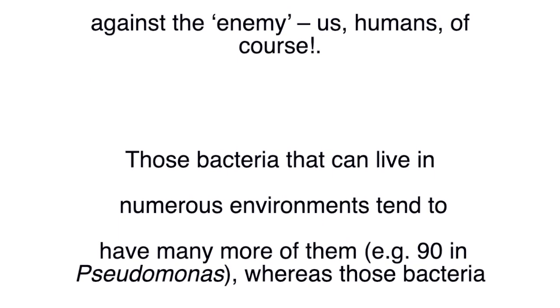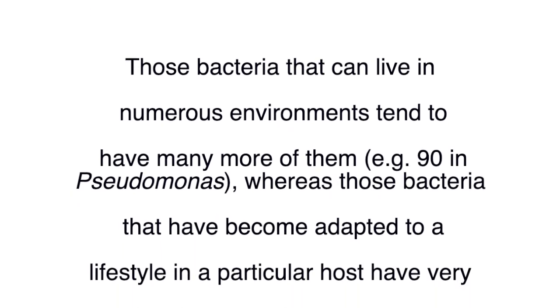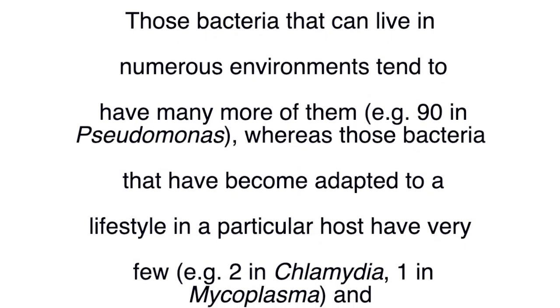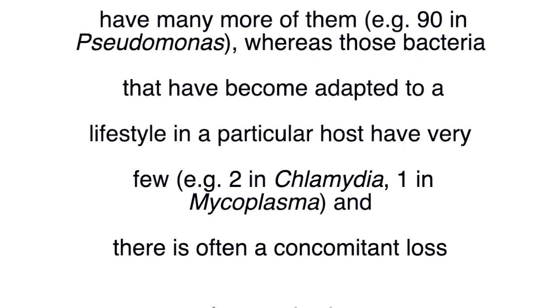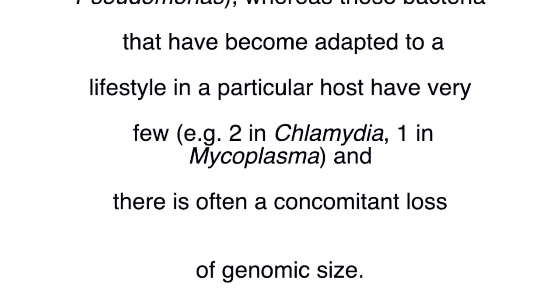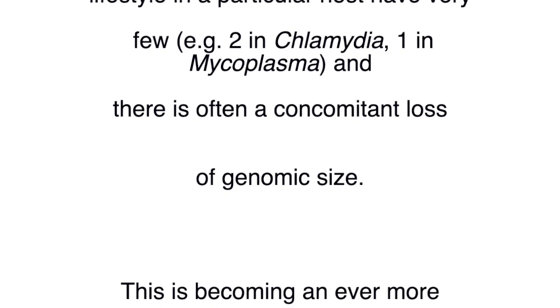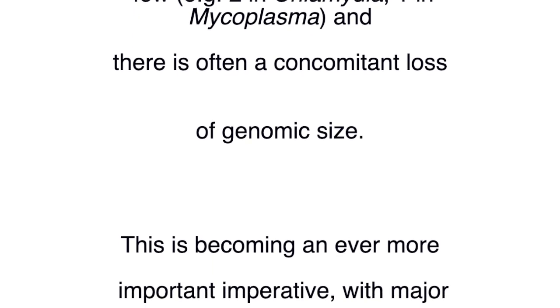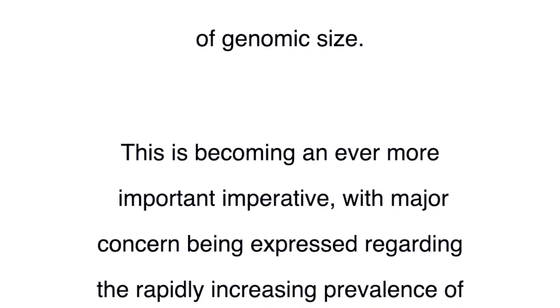Those bacteria that can live in numerous environments tend to have many more of them, for example 90 in Pseudomonas, whereas those bacteria that have become adapted to a lifestyle in a particular host have very few, for example 2 in Chlamydia, 1 in Mycoplasma, and there is often a concomitant loss of genomic size.